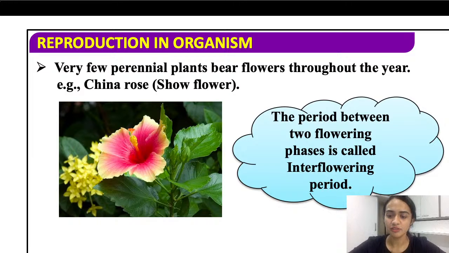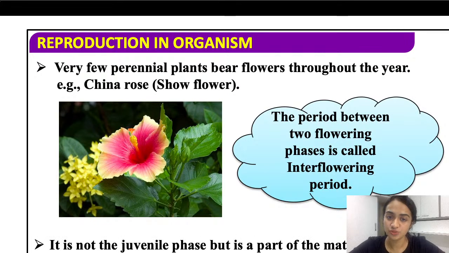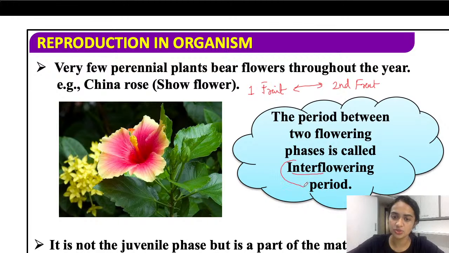Inter means in between the flowering period. It is not the juvenile phase, but it is a part of the mature phase. What we need to remember is, the juvenile phase develops into a sapling. It grew, produced cotyledons, and started budding. Once it has flowered, it has reached the reproductive phase. So once it fruits, this is the first fruiting. It will take time, prepare itself, and undergo a second fruiting. But this period will not be considered under the juvenile phase. The necessary growth of the plant is done, so this interflowering period is also classified under the mature phase.